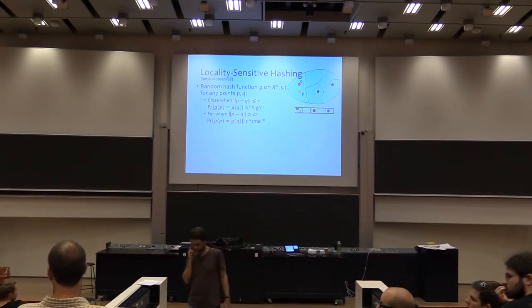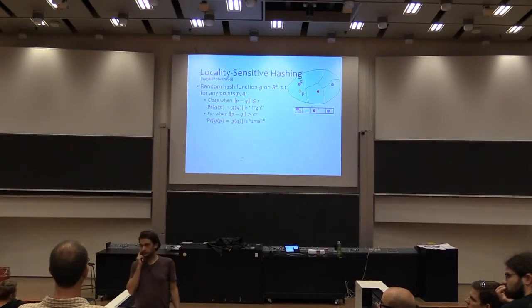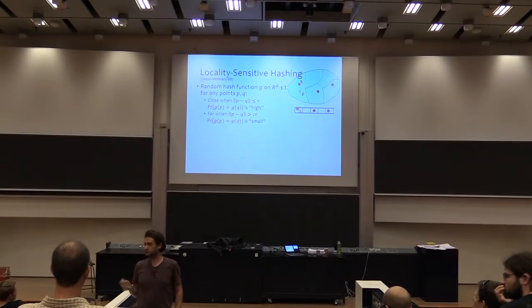So, another question, yeah? Who gets to choose the C? Sorry? Does the user choose the C or the data structure? Good. So C, the approximation, let's say we fix it in advance. Suppose we are looking for a 2 approximation.